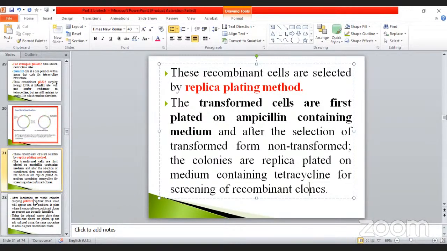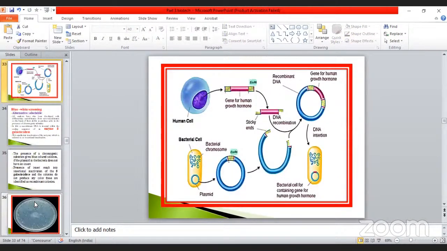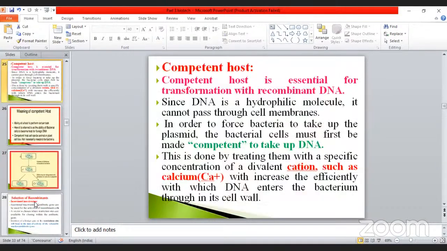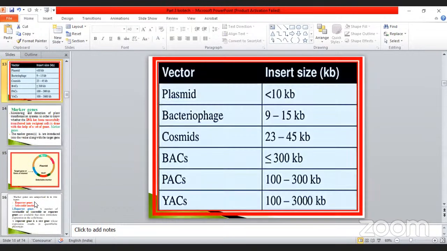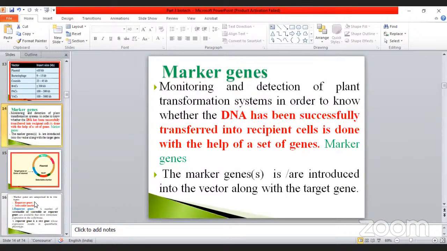Today we will discuss the remaining things in the next classes. I will summarize what we discussed today. First of all, you should know what marker genes are. Monitoring and detection of the plant transformation system, in order to know whether the DNA has been successfully transferred into the recipient cell, is done with the help of a set of genes called marker genes. The marker genes are introduced into the vector along with the target genes.